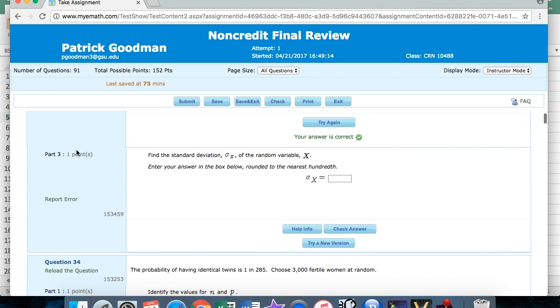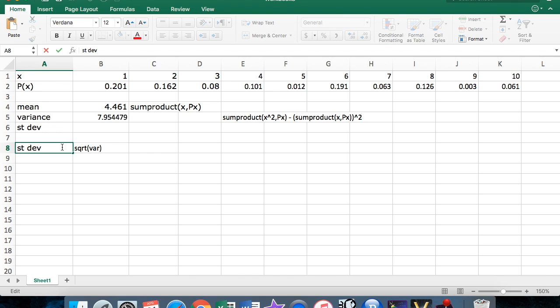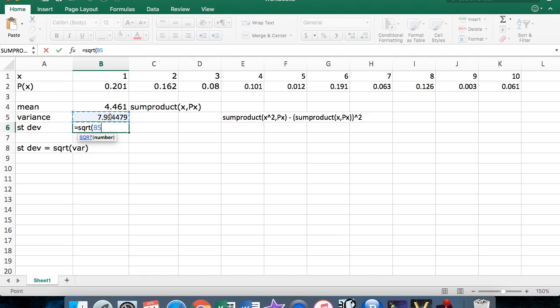Now I need the standard deviation. Well, you would have to do the whole process again and take the square root, though. Unless you remembered this really nice relationship. Remember, the standard deviation is equal to the square root of the variance. If you remember this, then this part's easy, right? You just go equals square root, click on your variance, and there you go.